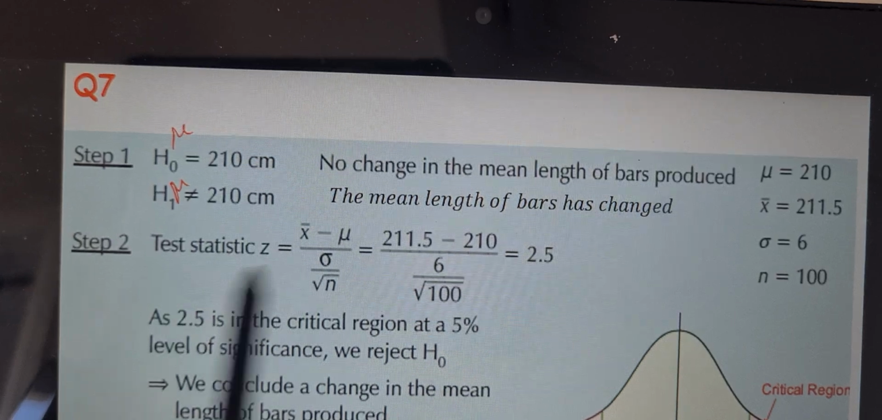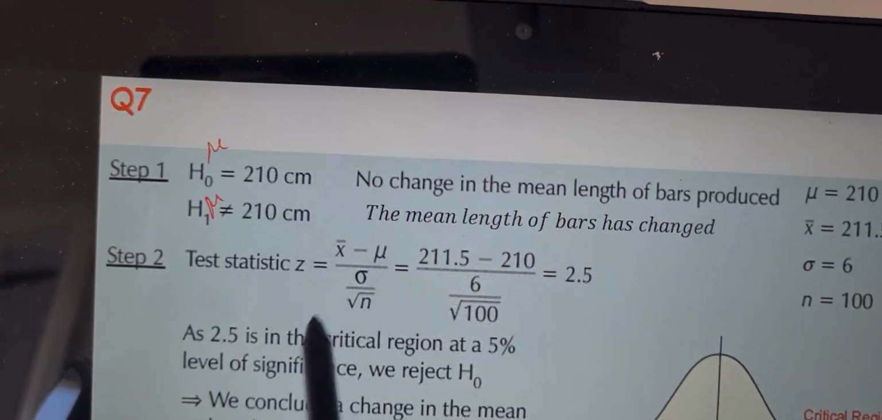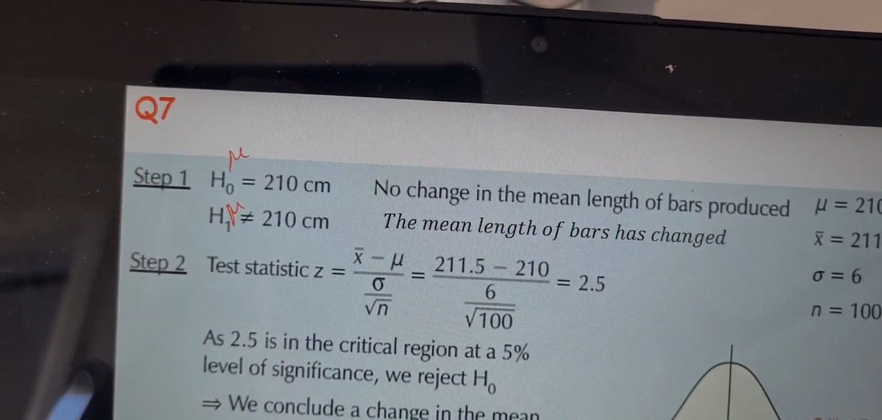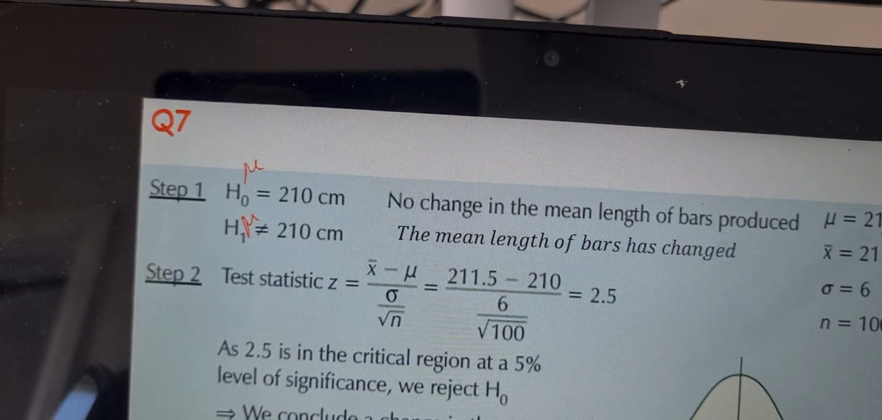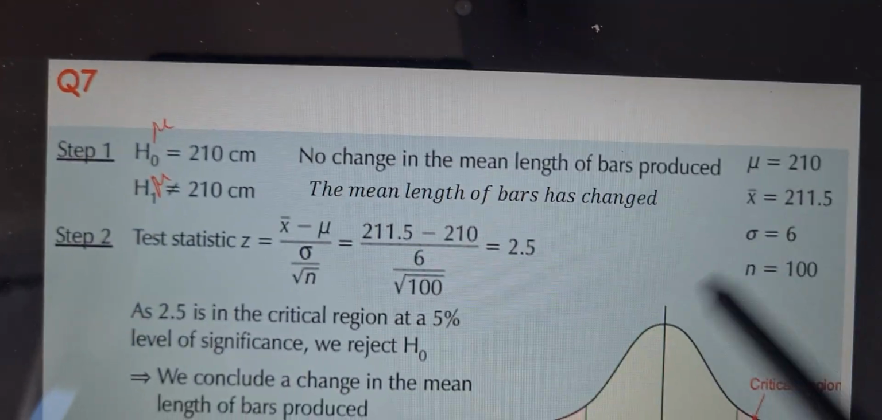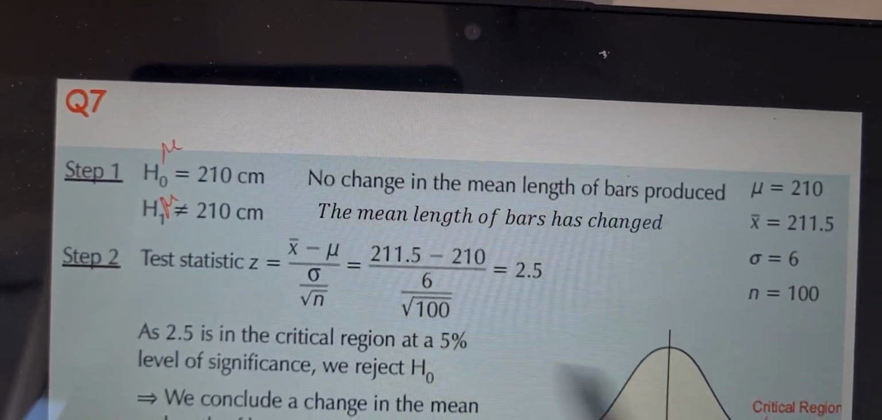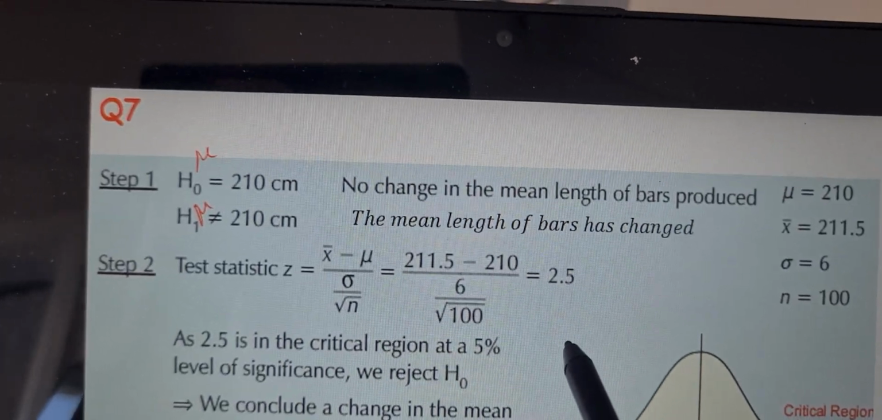Okay, so next step we set up our test statistic. So Z is going to equal x bar, which was 211.5, minus mu, which is 210, all over sigma, which was 6, and n was 100, so root 100. And that works out to be 2.5.